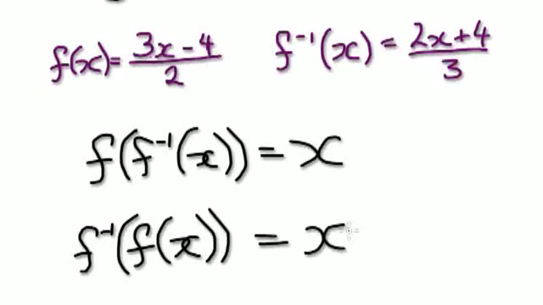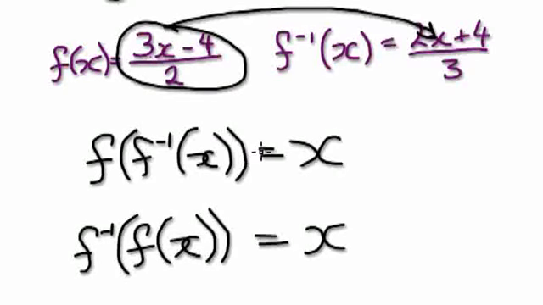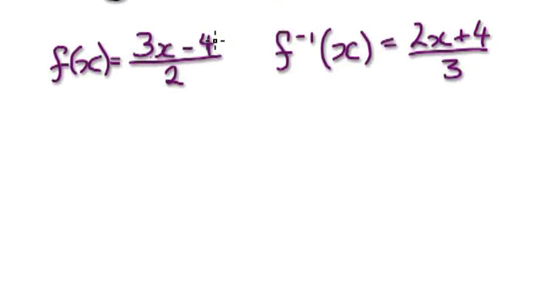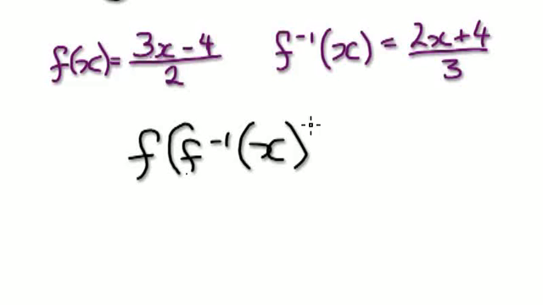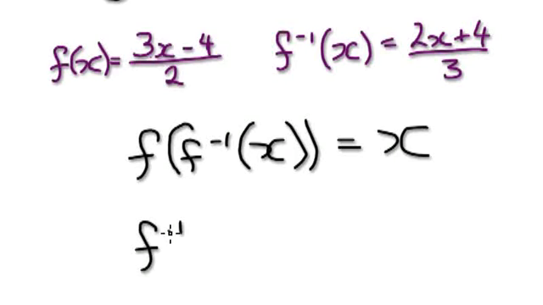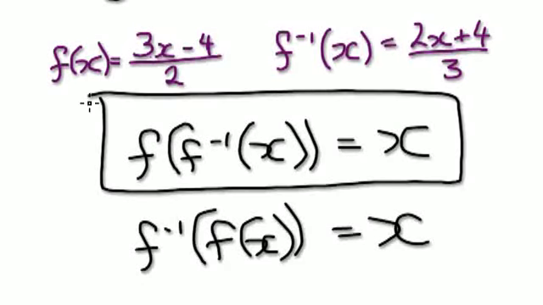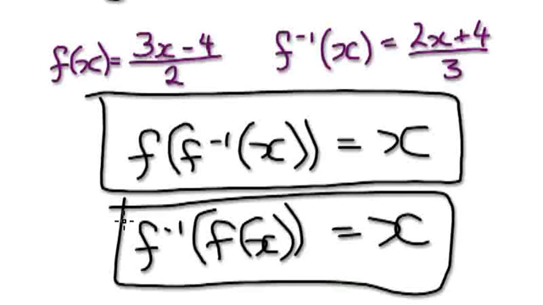And if you don't believe me, you can try it for yourself. If you put this into here, it will also give you x. Or if you put this into here, overall it will give you x. So my point is that f of this here equals x, and also this here also equals x. So just bear that in mind.